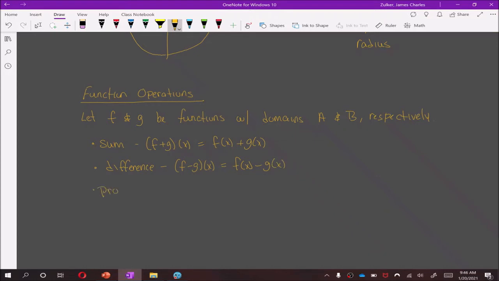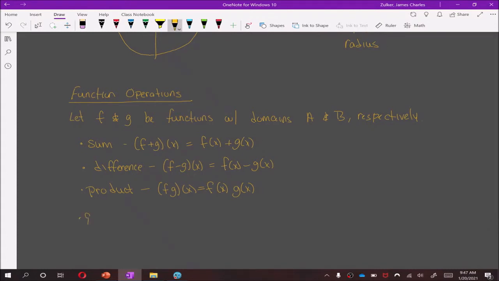Then we have product of functions. So the product f times g of x is simply f of x times g of x. And then we have a quotient of functions. f over g of x, which is just f of x divided by g of x.